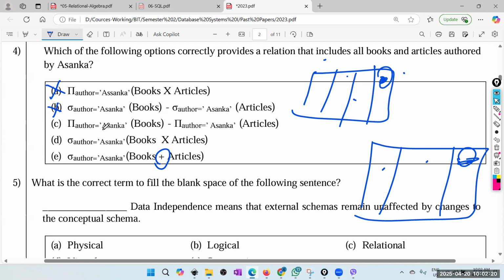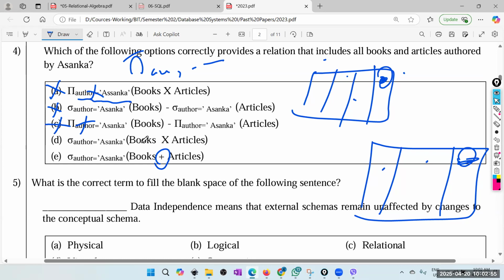This one, you're taking only the field, pi, author. Now you can't write like this. If it is pi, you can't have author equal. If it is pi, you just say author. So therefore, this is wrong syntax also. Only for sigma do you have this. For pi, you just say what your field is. Anyway, this is also wrong, because it says author equal Asanka. For pi, you don't have something like that. Pi means just author, comma, this. Anyway, the syntax is also wrong. Here the syntax is also wrong. So therefore, I can take out A, B, C.